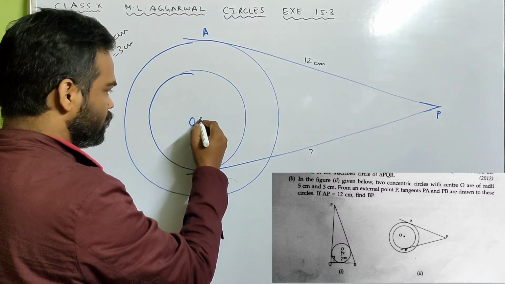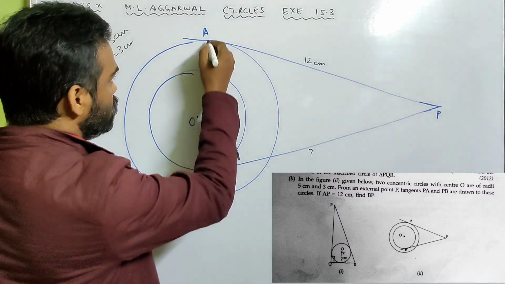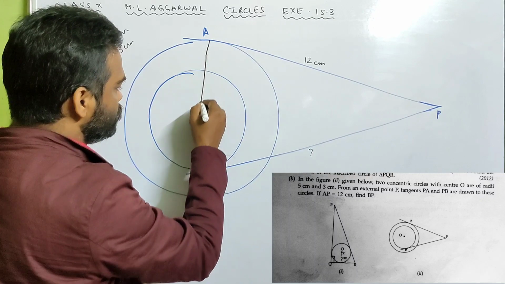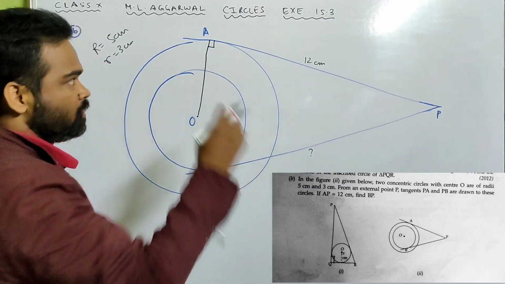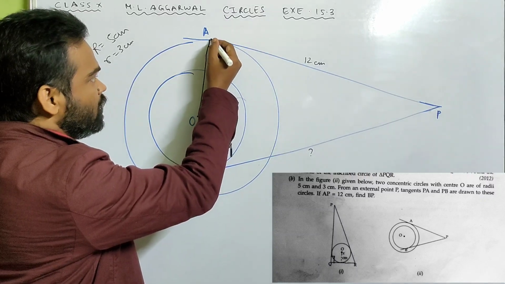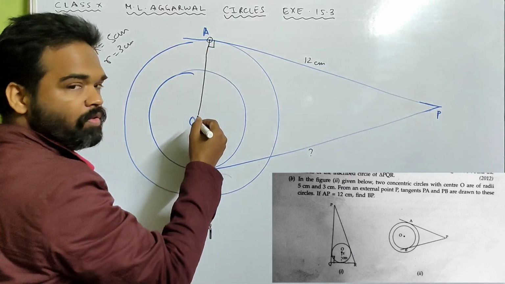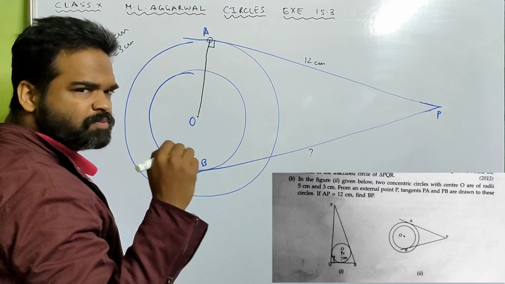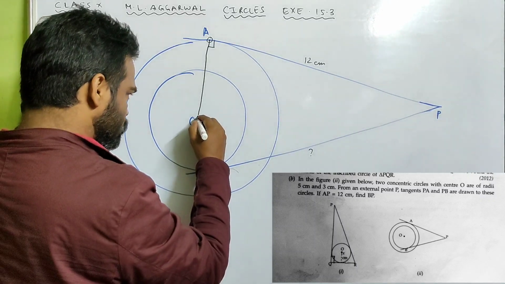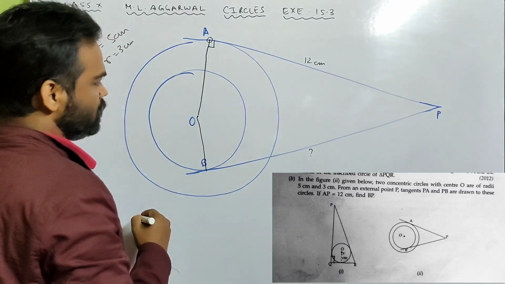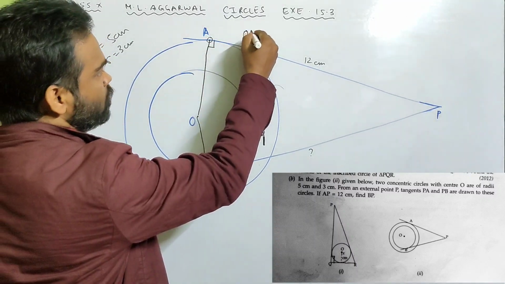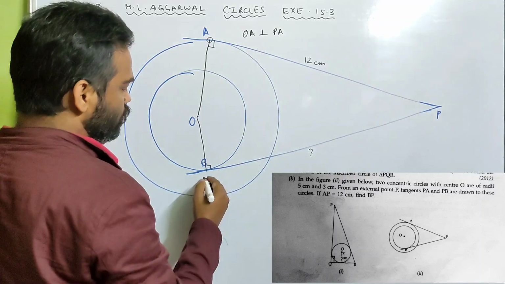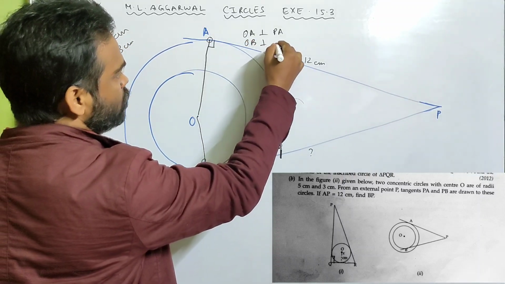Look over here. First of all, this is the center. I'll join OA. Then OA will be perpendicular to the tangent at the point A, because from A, if you draw the radius, then the radius is perpendicular. Similarly, we'll join OB. So OA is perpendicular to PA, and over here OB is perpendicular to PB.